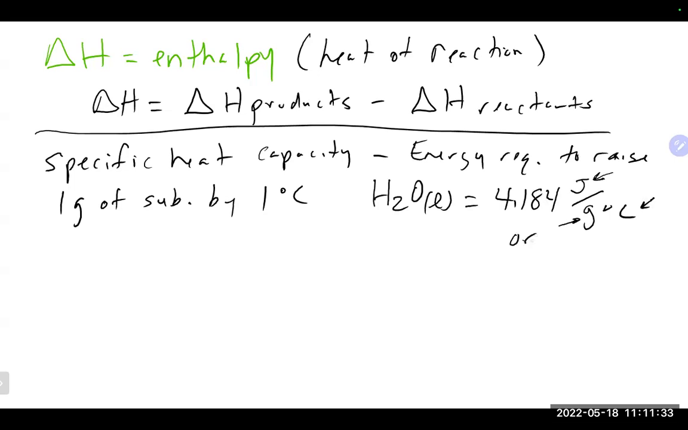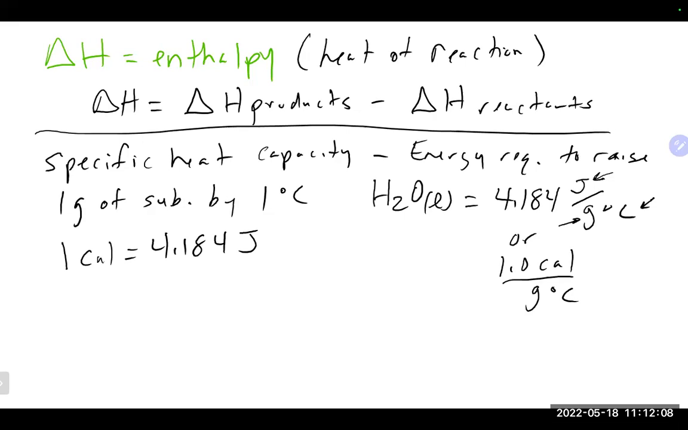Also for water, it is sometimes given in calories, which is 1 calorie per gram per degree Celsius. And the conversion between calories and joules is that conversion right there. 1 calorie is 4.184 joules. Remember that lowercase calories is the one we're talking about here. Uppercase Calories with a capital C is nutritional calories. So that's 1,000 of the little guys, or 1 kilocalorie is sometimes used.